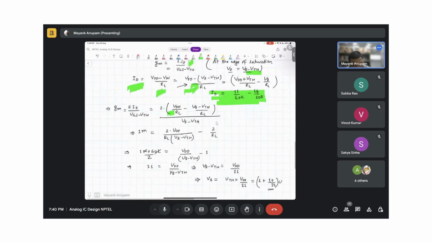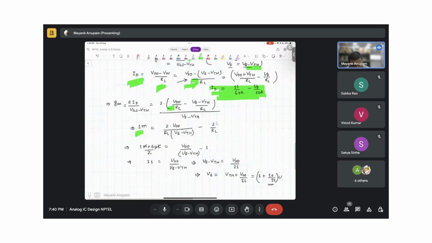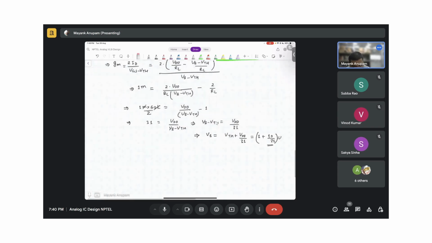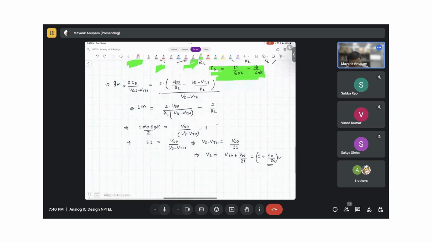Okay, after that what did we do? GM value we know from here, 1 millisiemens. And here we have replaced 2, so we have taken these 2 separately. So 2 VDD upon RL into VB minus VTH, minus 2 by RL, right? So this is fine. After that, what did we do? We took 2 over RL; we multiplied both sides with RL over 2. So this is VDD by VB minus VTH, and this is minus 1.